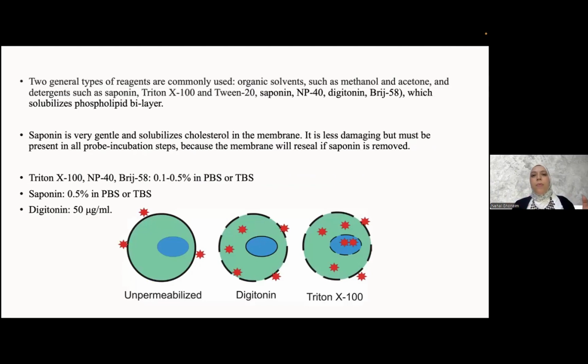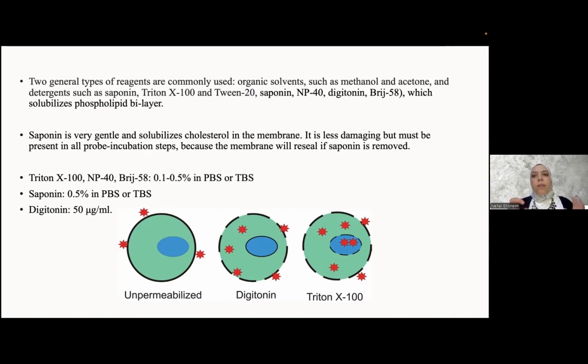So our cell membrane is a phospholipid bilayer. Two general types of reagents are commonly used for permeabilization: the organic solvents like methanol and acetone, as I mentioned before, which do fixation and permeabilization simultaneously. And the common reagents used for permeabilization are detergents like saponin, Triton X-100, Tween, NP-40, digitonin, and so on, which solubilize the phospholipid bilayer of the cell membrane. Saponin is very gentle, actually, and solubilizes cholesterol in the membrane, and it's less damaging.